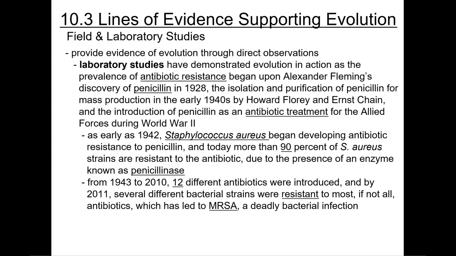As early as 1942, Staphylococcus aureus began developing antibiotic resistance to penicillin. And today, more than 90% of S. aureus strains are resistant to antibiotics due to the presence of the enzyme known as penicillinase. Remember, ase is going to be an enzyme. Enzymes are proteins.